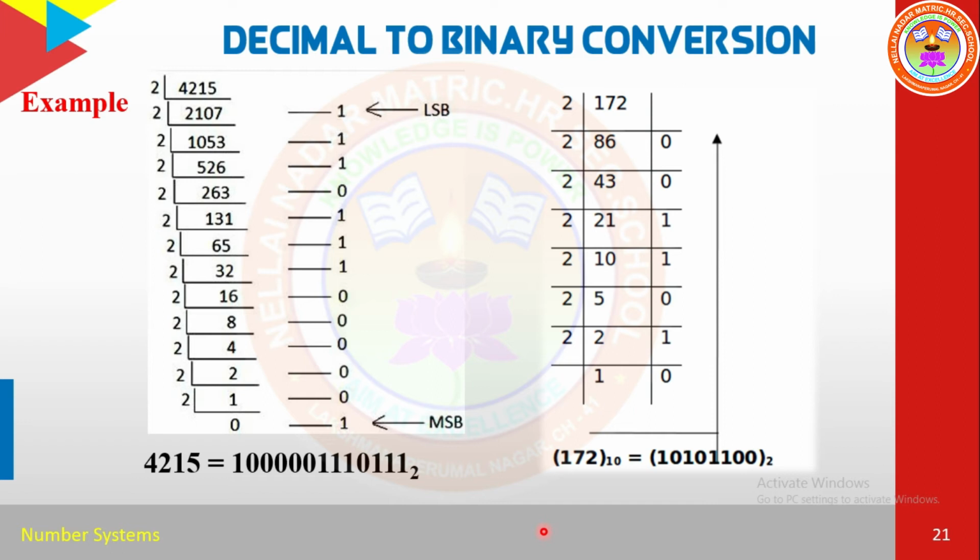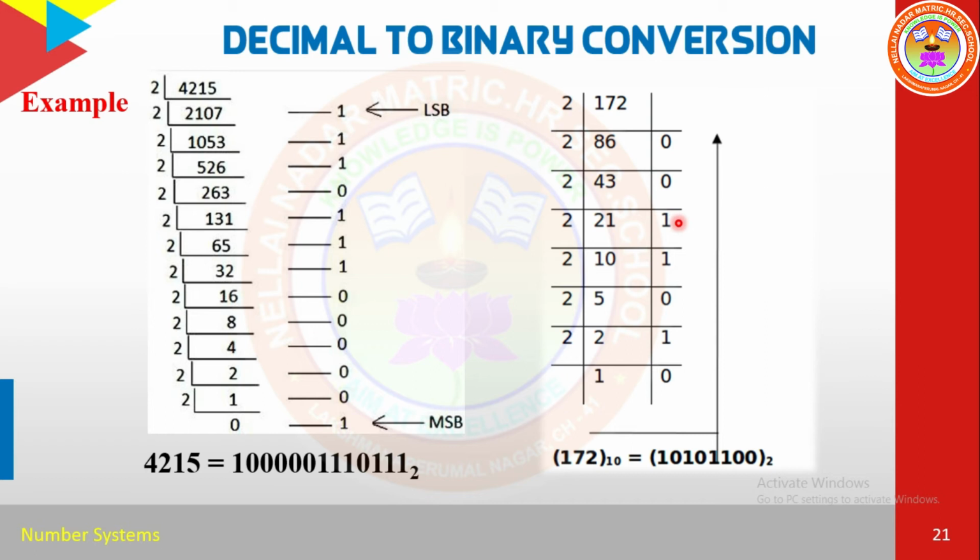Understood? Yes. Once this class finishes, you just write these examples and practice them in your rough note or classroom note, whatever it is. And in your textbook there are also some problems for converting decimal to binary. So you have to go through it and you can solve the problems.